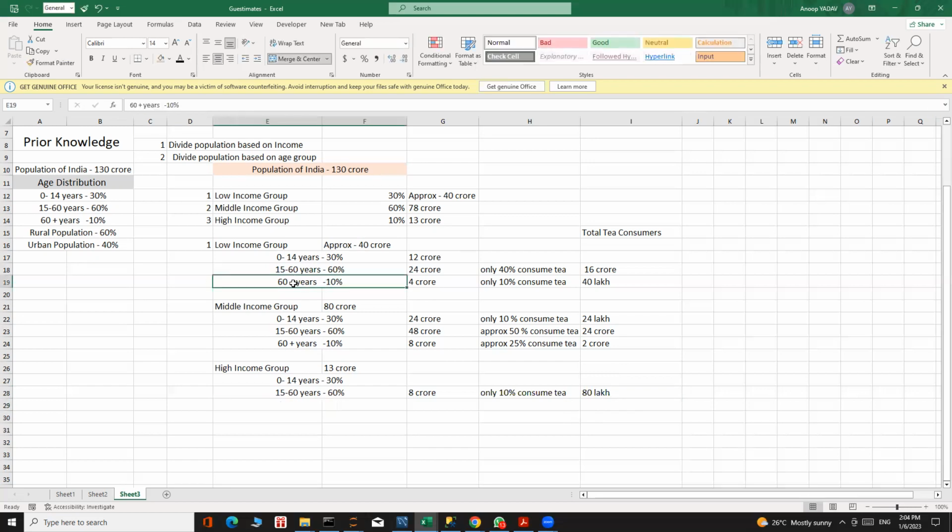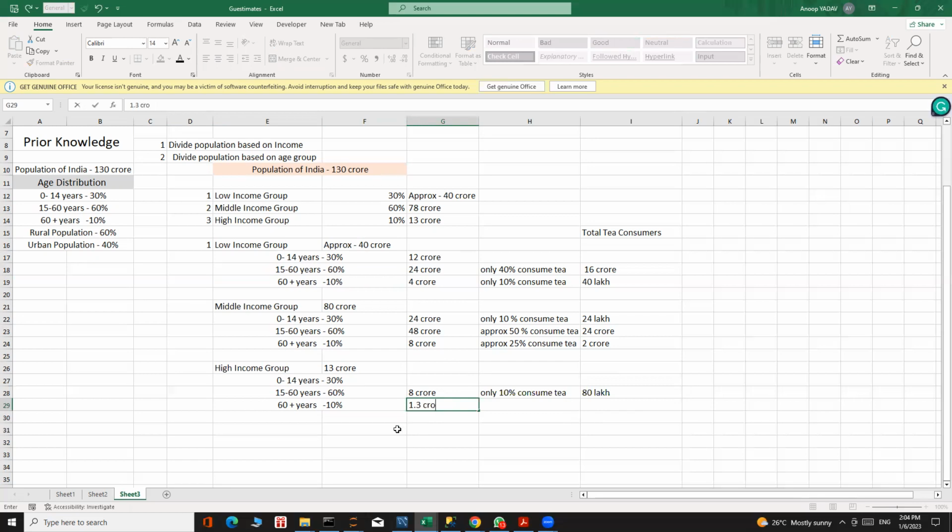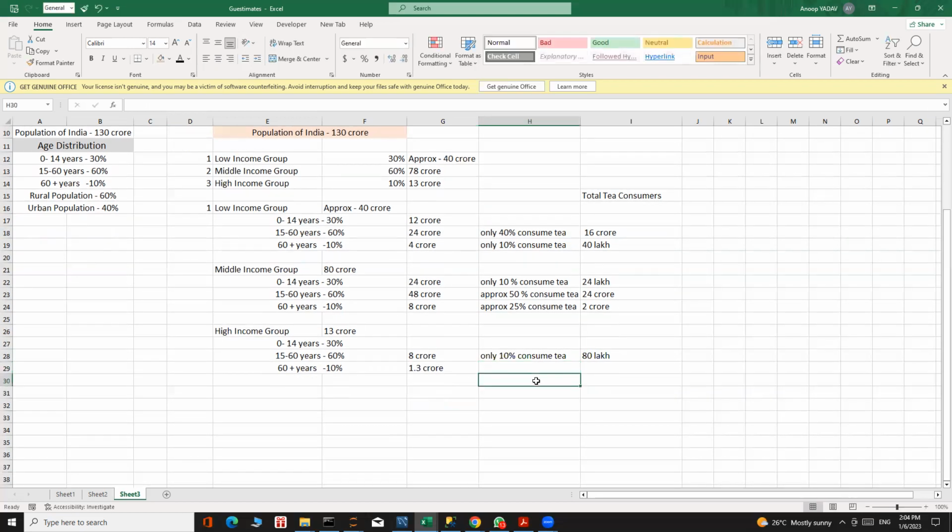The last age group is 60 plus years. 10% is about 1.3 crore people. Let's assume they also don't consume tea because of health issues, or they consume other beverages. That's why we are not counting it.